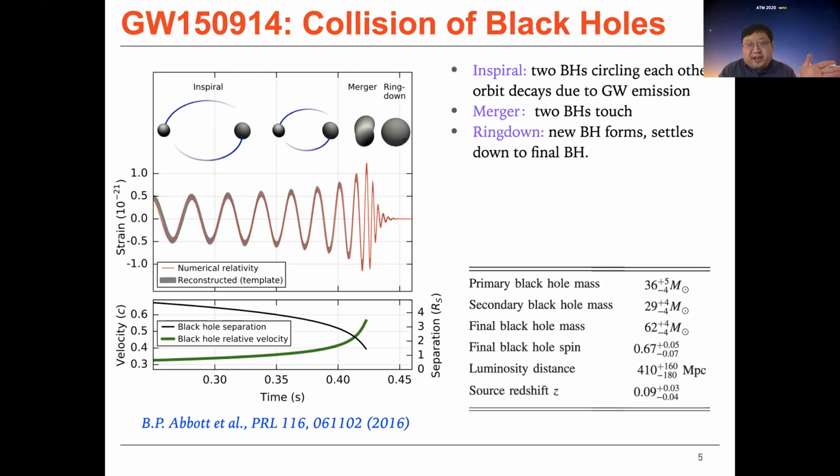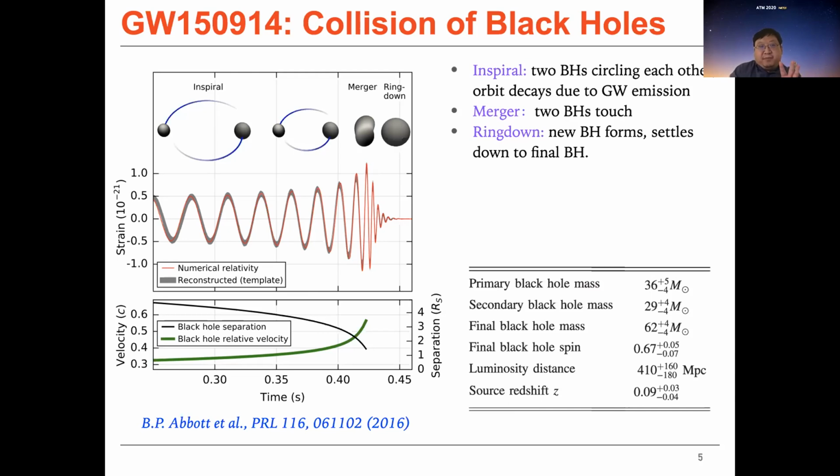The amplitude of the wave would increase, and the frequency of the wave would increase up until the moment when the two black holes touch. Then they go through the merger stage where they merge into a final black hole. The final black hole will ring and give you a so-called ring-down wave. I will go into more details later in the talk.